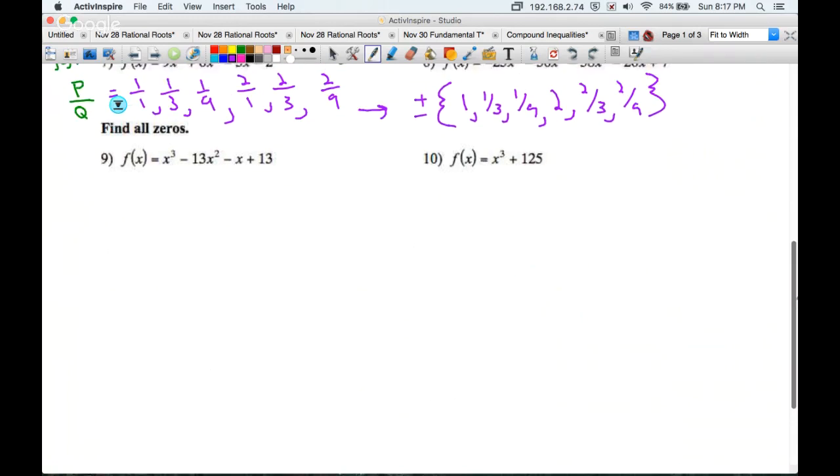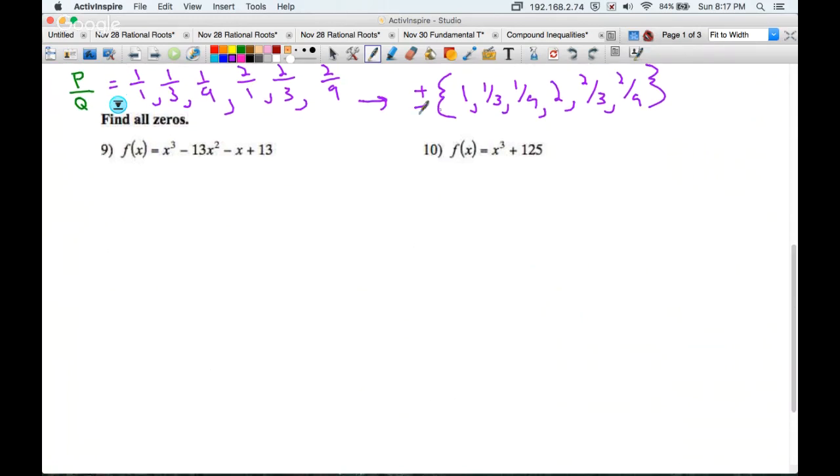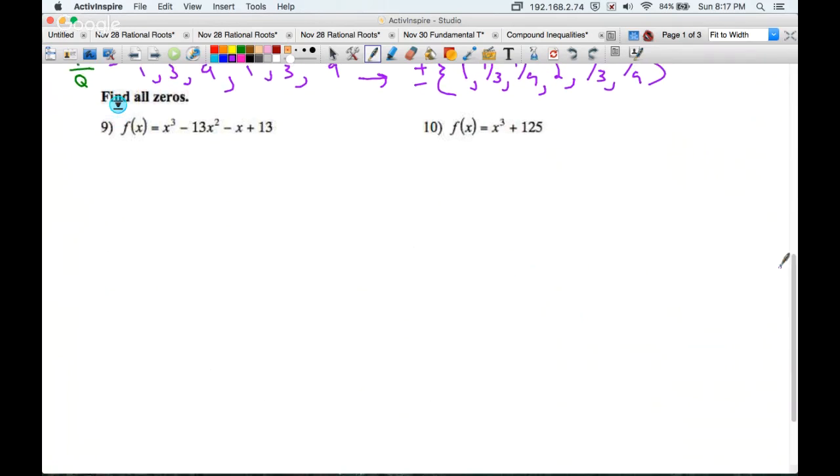All right, find all zeros. I did a problem very similar to number 10 in class. So let's do number 9. What I'm going to first try is factor by grouping. If I ever have 4 terms, I try this. And that looks like it's going to work. I mean, these two groups look pretty darn similar.